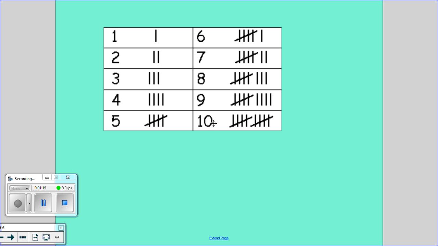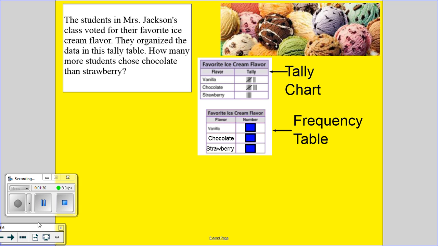So for example, here we have 2 groups of 5, which make 10. Here we have one group of 5, and then we can add 1, 2, 3, 4 to show 9, and so on. And that is how you can organize using a tally chart with tally marks. But let's look back at our problem.